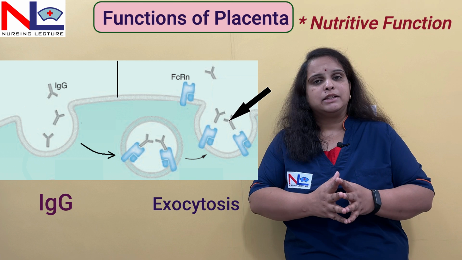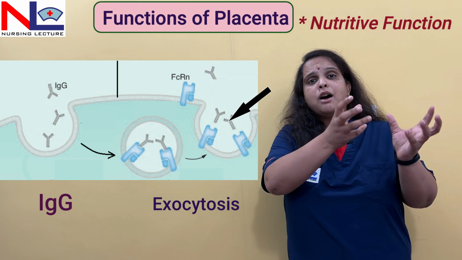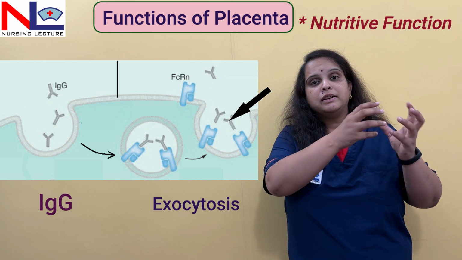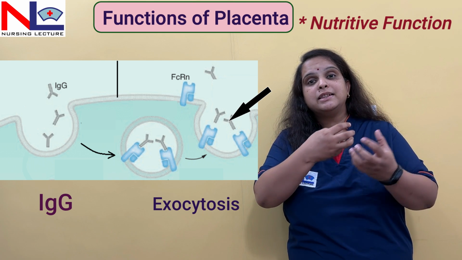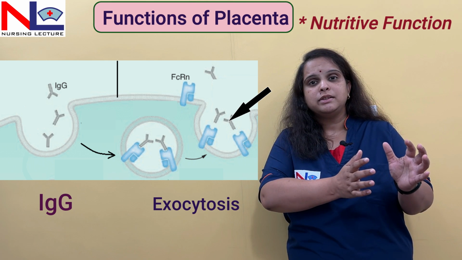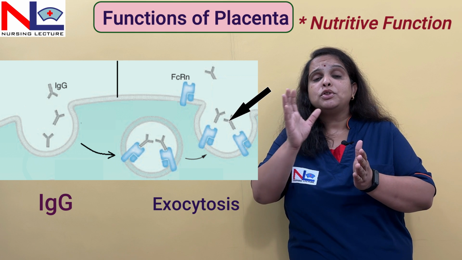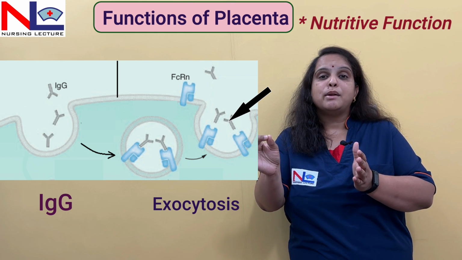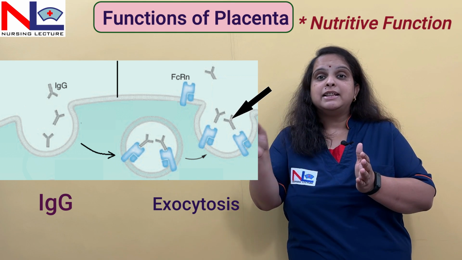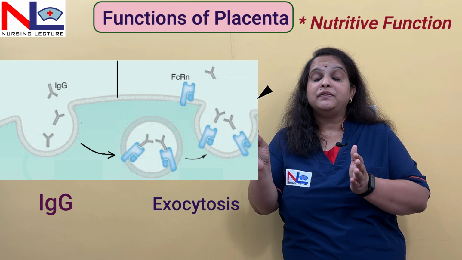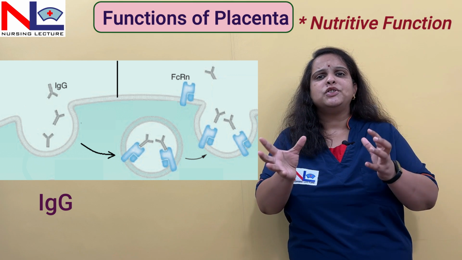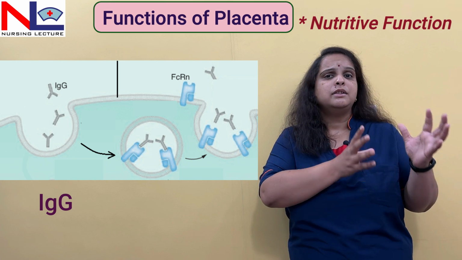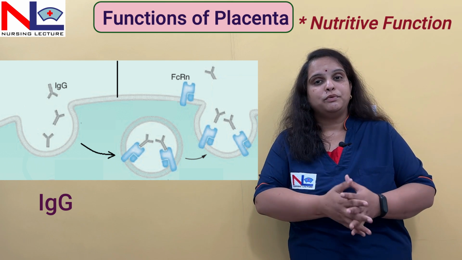This is called exocytosis. So taking the IgG antibodies from maternal circulation, forming a vesicle and taking it within this barrier is called endocytosis, and the fusion of this vesicle with the plasma membrane of the fetus and releasing all these molecules toward the fetal circulation is called exocytosis. So by this process, IgG antibodies can easily transfer across this membrane from mother to fetus.